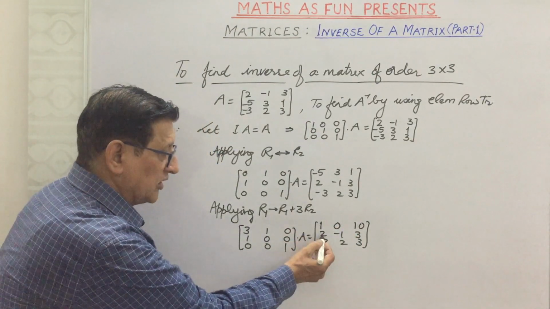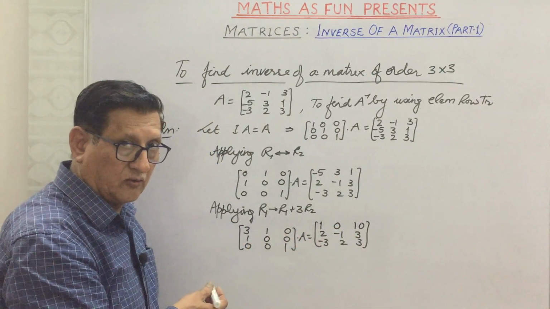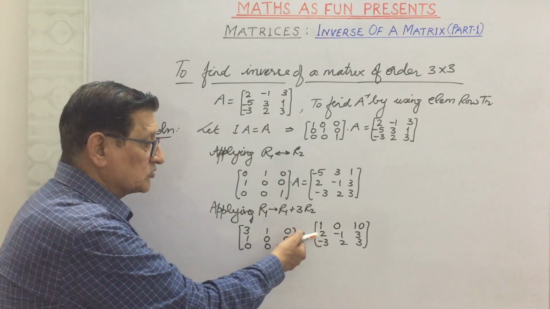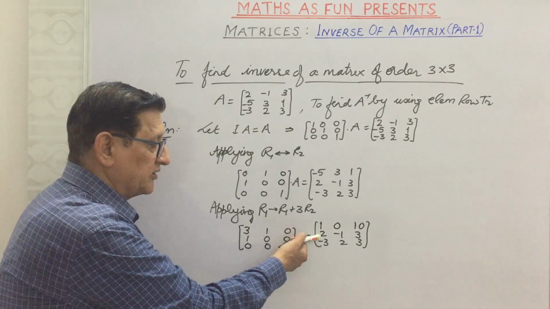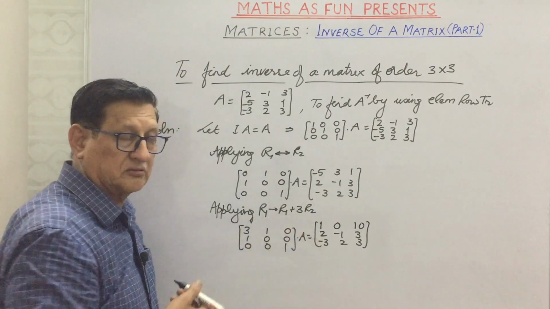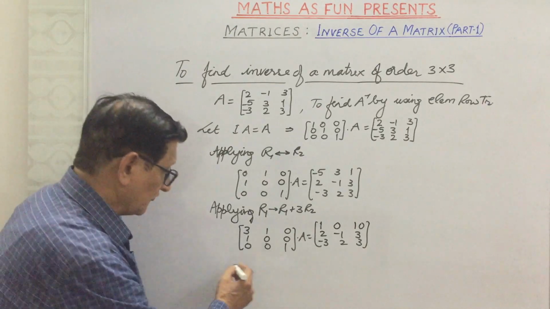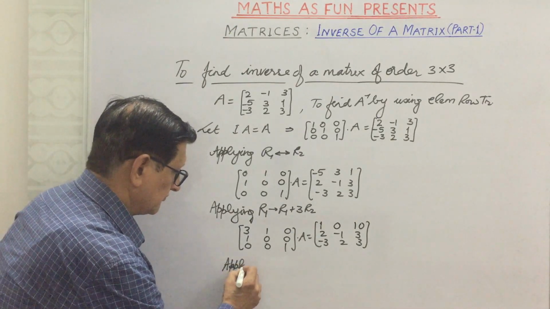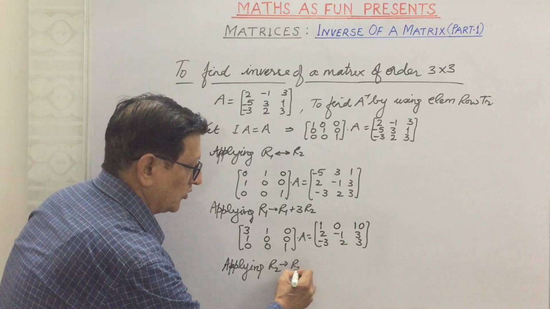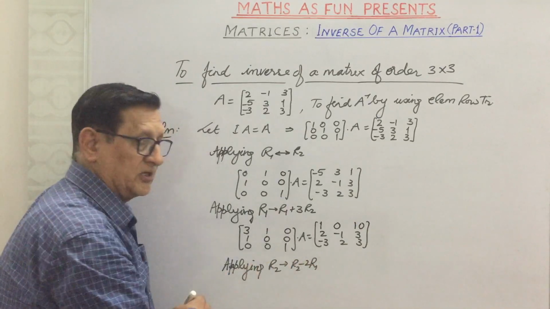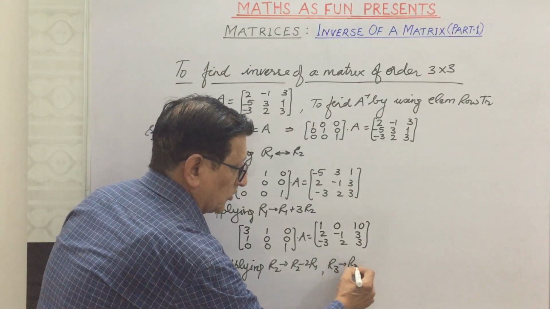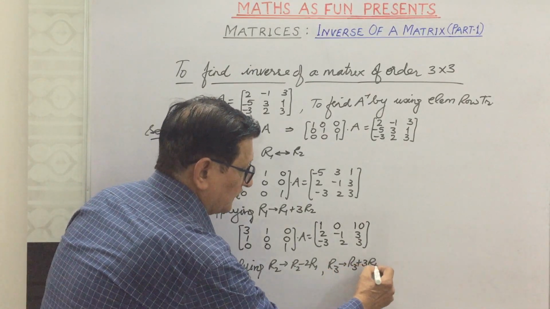Now to make these two elements 0, what we will do? We can apply the transformation, that is twice of row 1 we can subtract from this, and thrice of row 1 we can add in this. So we are applying in row 2, row 2 minus twice of row 1. In row 3 we can apply row 3 plus thrice of row 1.